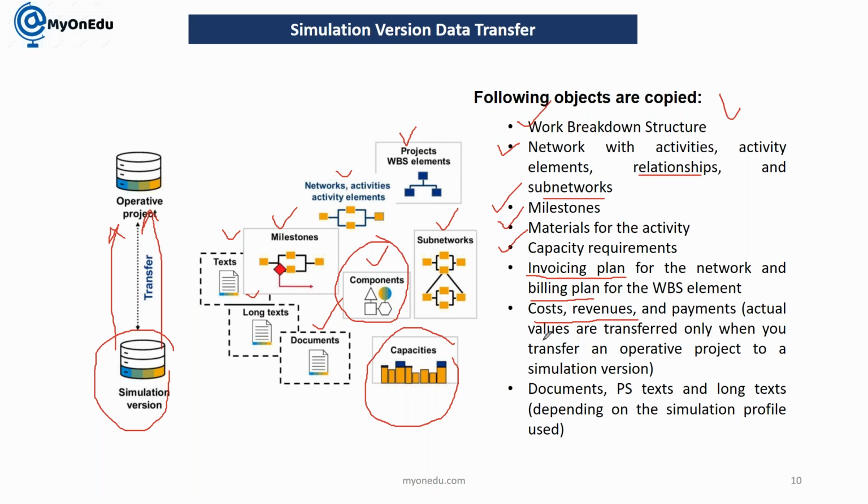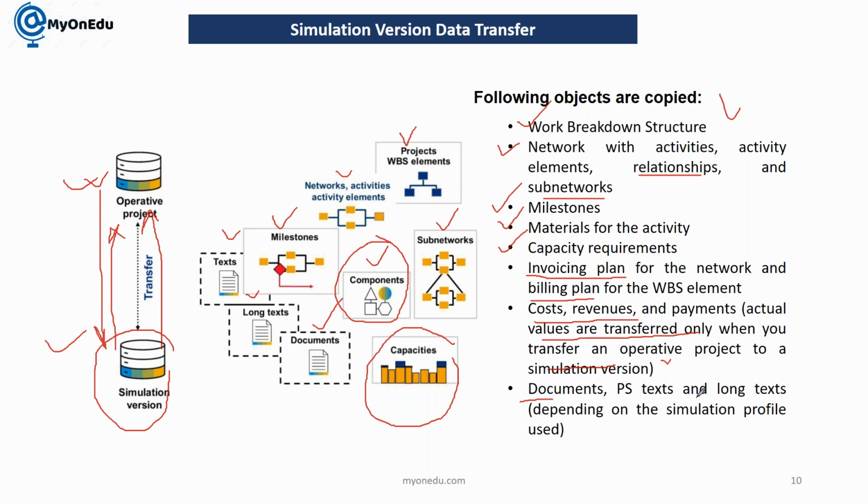Cost, revenue and payment actual values are transferred only when you transfer an operative project to simulation. The important thing here is that when we are creating a simulation project, we are not directly doing any revenue planning. But if you have transferred your simulation project from operative, and in operative you have done some cost planning, revenue planning or payment, that is going to transfer as it is into your simulation. This transfers from operative to simulation, and from simulation it can be transferred back. When you transfer an operative project to simulation, it is only from operative to simulation.